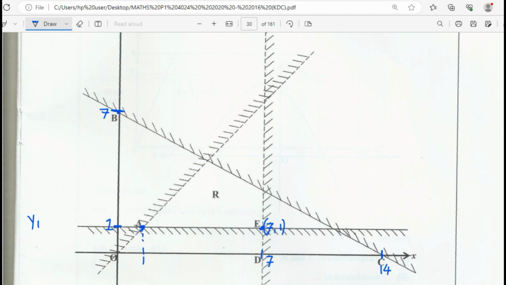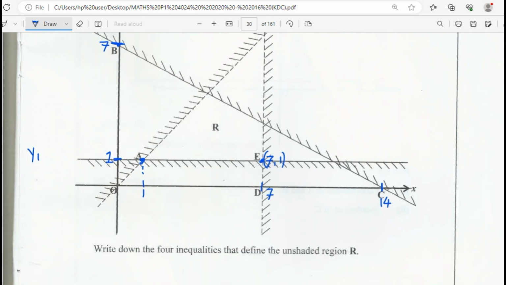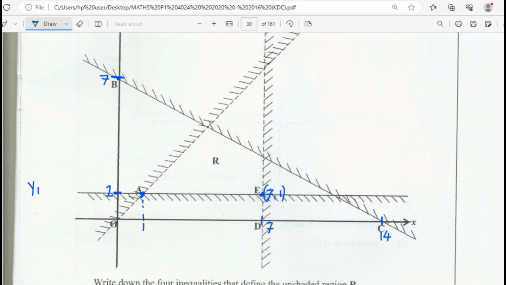Now, what is the question? The question is: write down the 4 inequalities that define the unshaded region R. You can begin with any of the 4 inequalities, but the best way I would ask you to do it is to begin with those that are cutting only one axis. For example, we'll consider this one as the first inequality. It is cutting the x-axis. Then this one will be our second, this our third, and this our fourth. Now let's answer it.